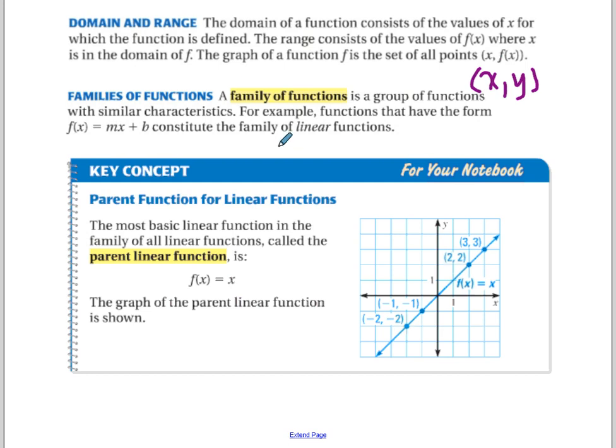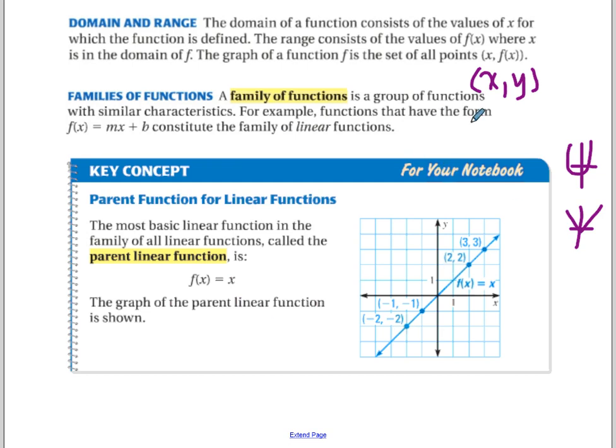So the next idea is that every function has like a family of functions, or in this case, a parent linear or a parent function. Okay, today we're just going to be talking about the linear functions. So a family of functions is just a group of functions with similar characteristics. For example, we're dealing with lines. At some point we might be dealing with parabolas or absolute value. Okay, so today we're just going to focus on the lines.